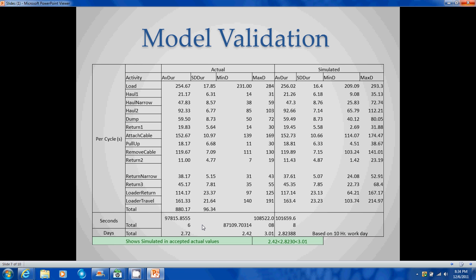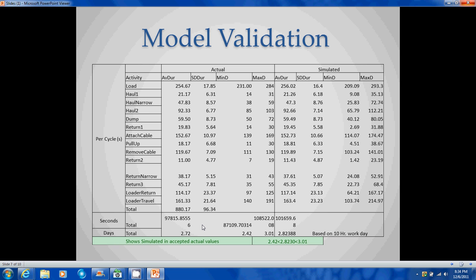This is our model validation. In it, we have the actual collected times and the simulated times. Since the averages and standard deviations for the actual and the simulated times all mirror each other pretty closely, within a 2-second interval, we decided that they were acceptable times.